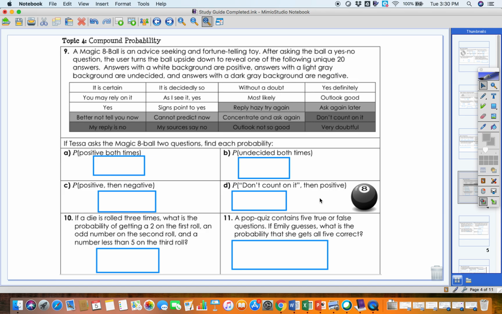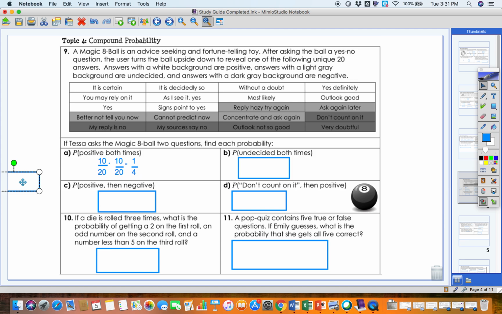So if Tessa asks the magic 8 ball 2 questions, find each probability. That it's going to be positive both times. Remember, with compound probability, you find the probability of each event, multiply them together, and then reduce. So there are 10 possible outcomes out of 20 outcomes. So 10 out of 20 times 10 out of 20 is going to be 100 over 400, which simplifies into 1/4.